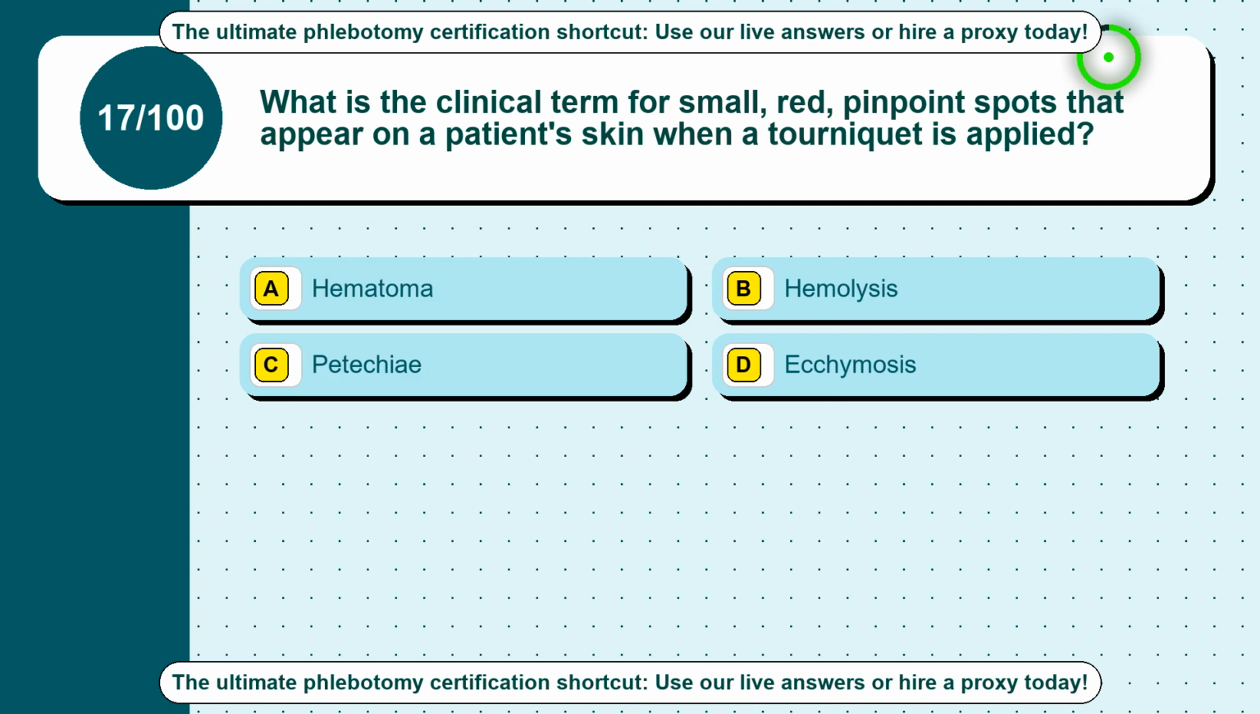Question 17. What is the clinical term for small, red, pinpoint spots that appear on a patient's skin when a tourniquet is applied?